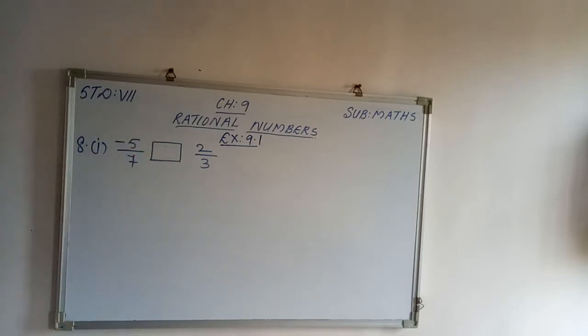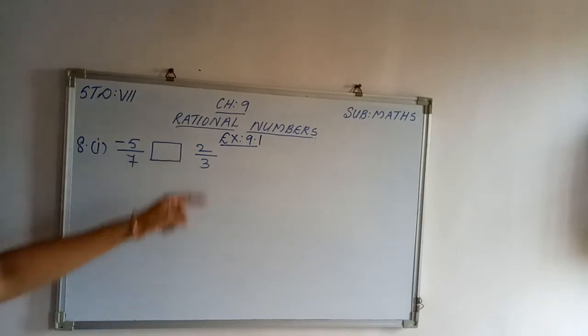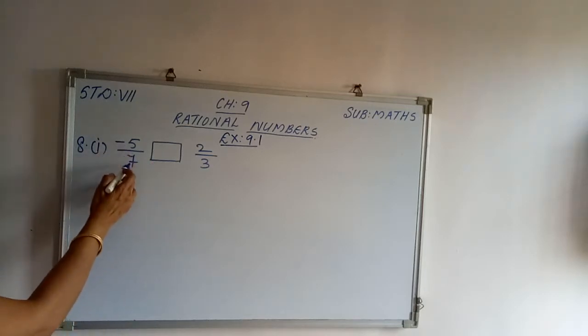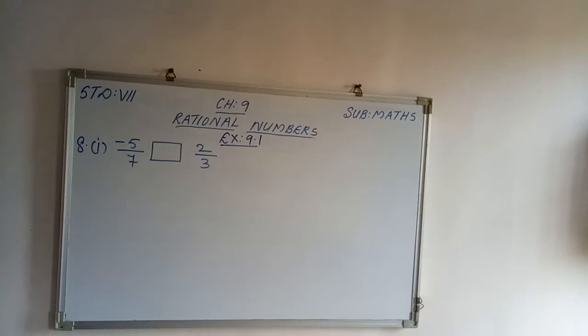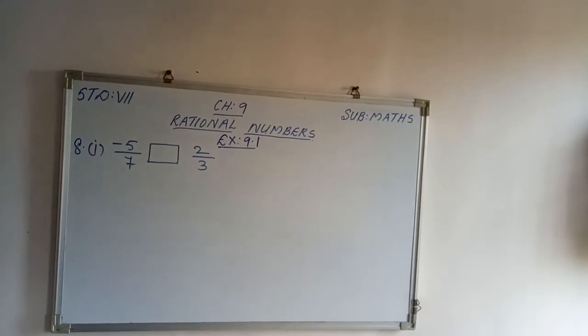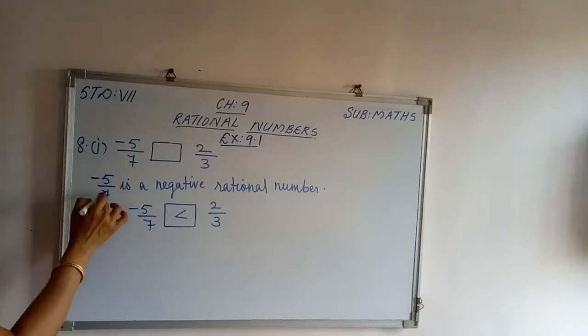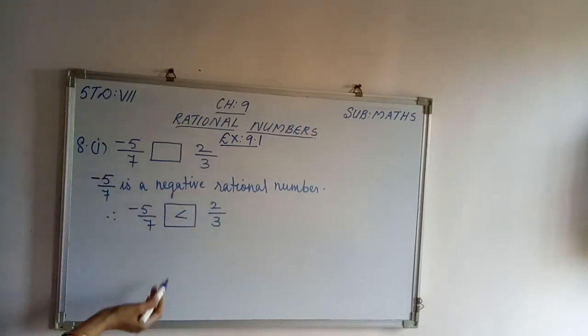In this question you see, the first rational number is a negative rational number and the second one is a positive rational number. You know that a negative rational number is always less than a positive rational number. Therefore, which sign will come here? Minus 5 upon 7 is less than 2 upon 3. Is that clear? Minus 5 upon 7 is a negative rational number. Therefore, minus 5 upon 7 less than 2 upon 3. Now the second question.